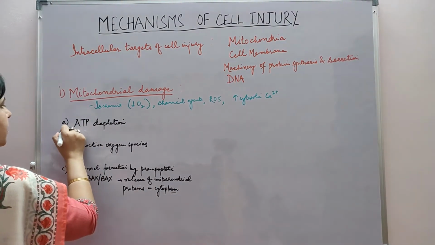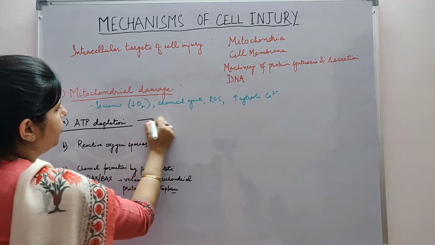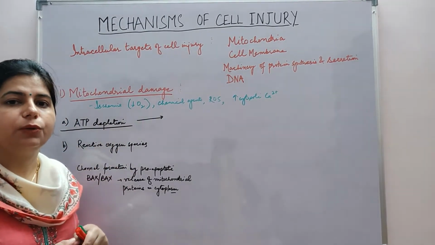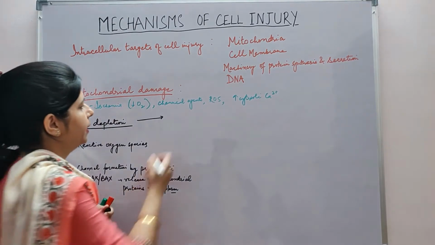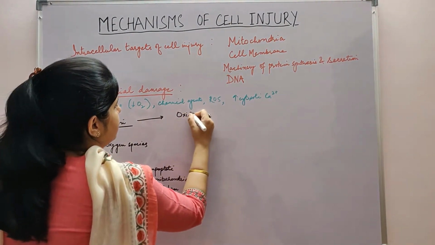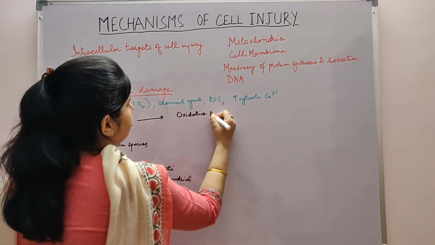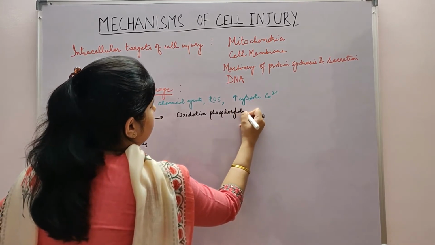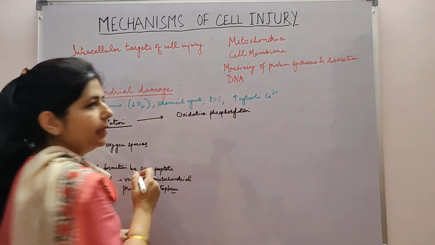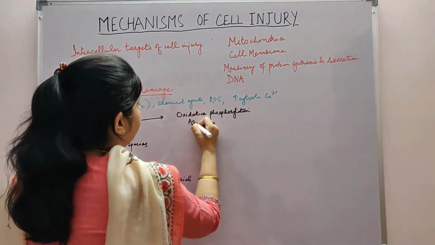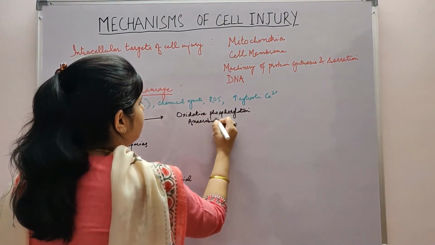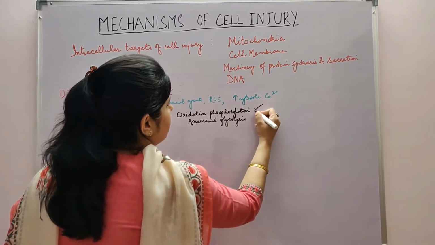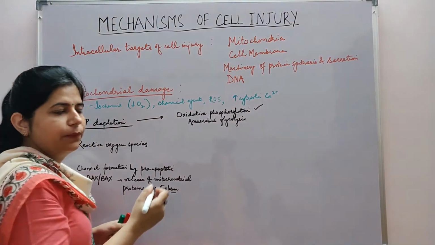So coming on to this ATP depletion, how is ATP produced? ATP is produced by two pathways. The major pathway is oxidative phosphorylation, and the other is anaerobic glycolysis. The major pathway requires oxygen.